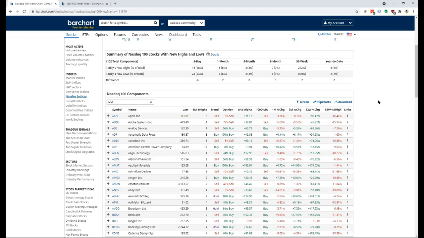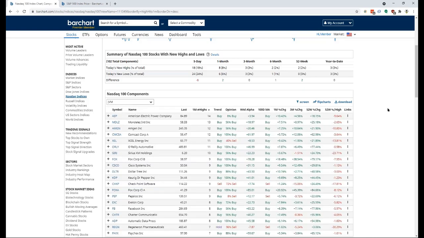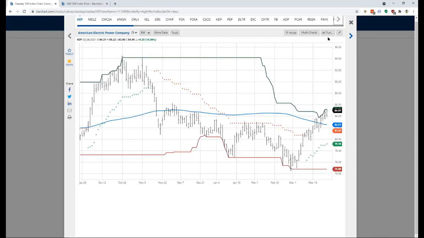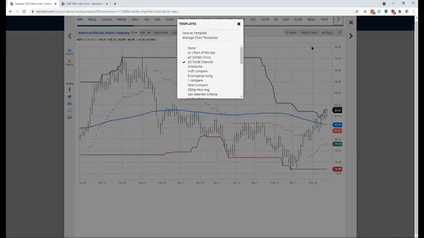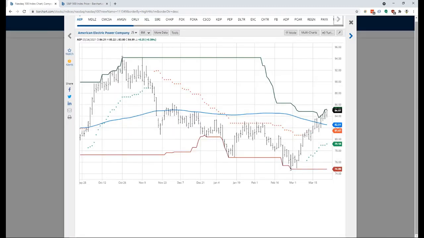Now, what I want to do, Gene, is click on that number of new highs again, because we've already got everything else. Now I want to find the current one. Now let's go to the flip chart and see what this turtle channel looks like. I've already preloaded the turtle channel template over here. Now I'm a visual person, so I like to see the turtle channel. What this one is telling me is that this stock is a recovery stock.